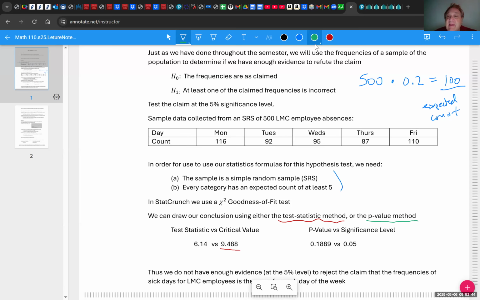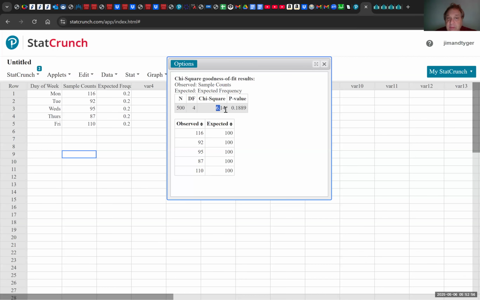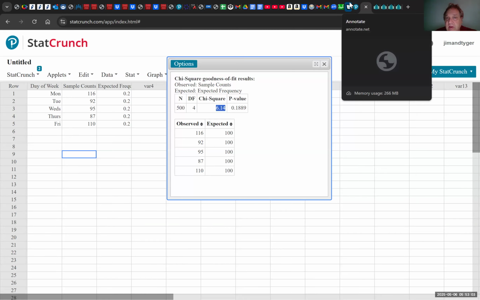So for the test statistic method, you get your test statistic, which was the chi-squared number, which was 6.14. That was from the little pop-up I got here. 6.14 was the chi-squared number here. And the p-value is 0.1889. So I just transfer that information over here.